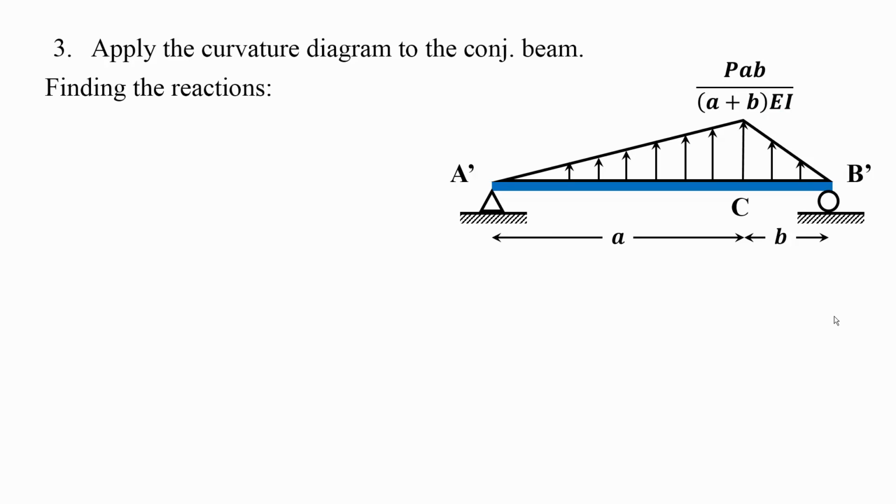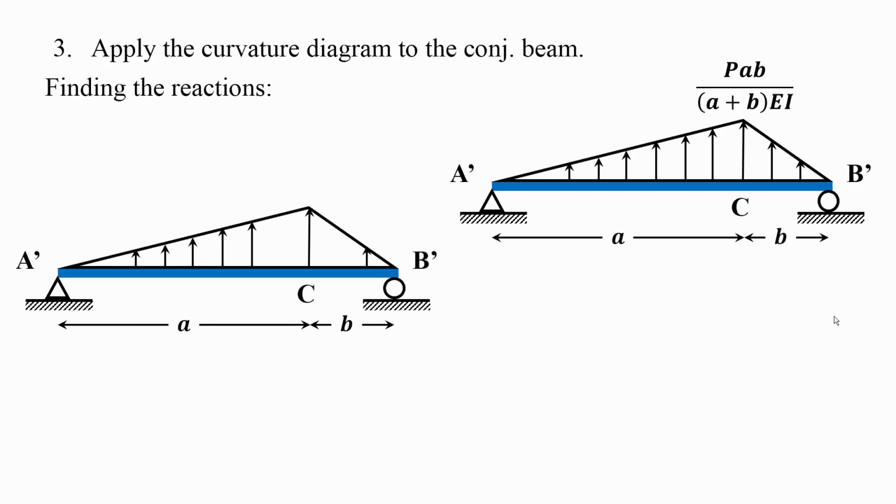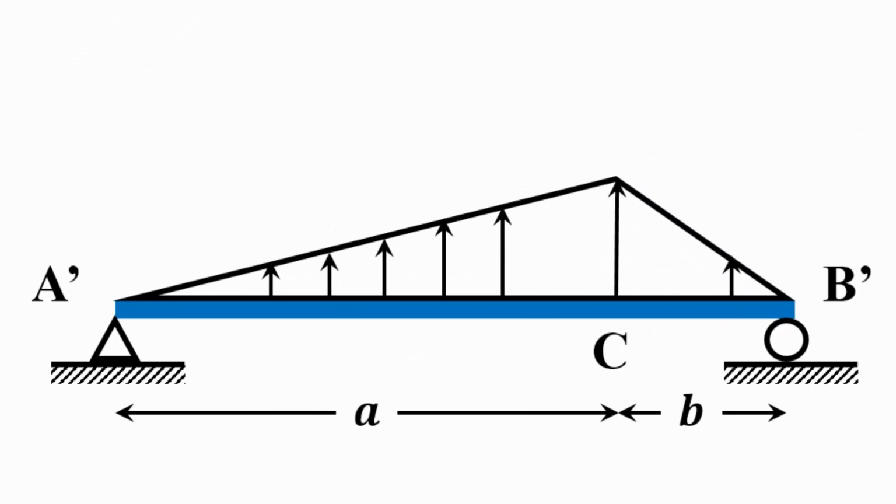Now, you need to find the reactions, because remember, you're trying to solve for the shear force at C and the bending moment at C. Shear force represents the slope, and because it's a conjugate beam, if you find the shear at point C, you're finding the rotation, and if you find the moment at point C, you will find the displacement. So let's solve for the reactions. To solve for the reactions, I divided this triangular load into two triangles, and I concentrated the loads from these two triangles like that.